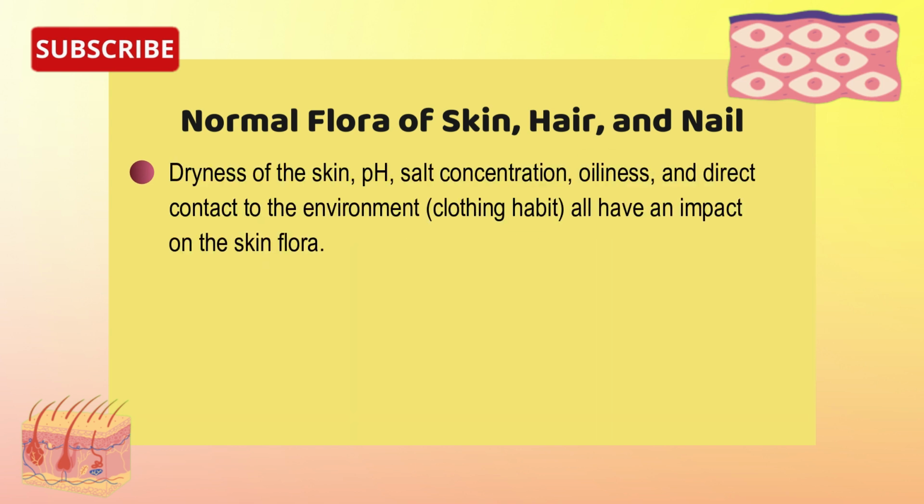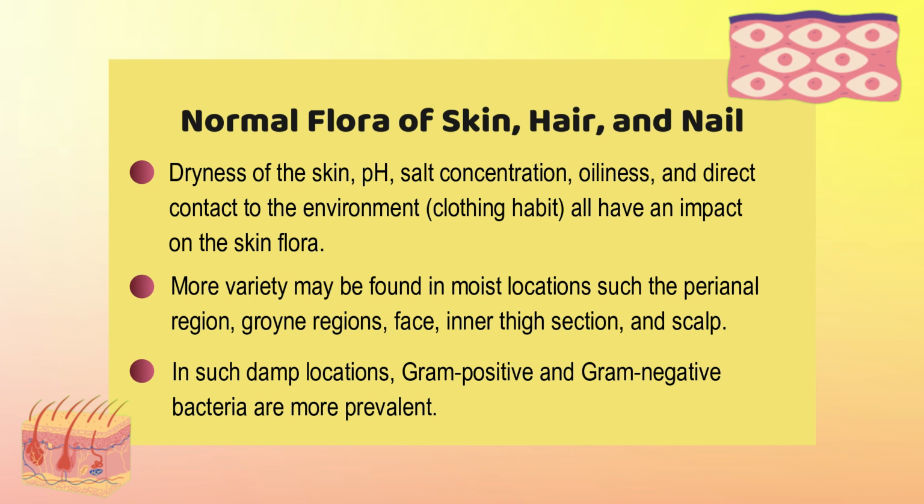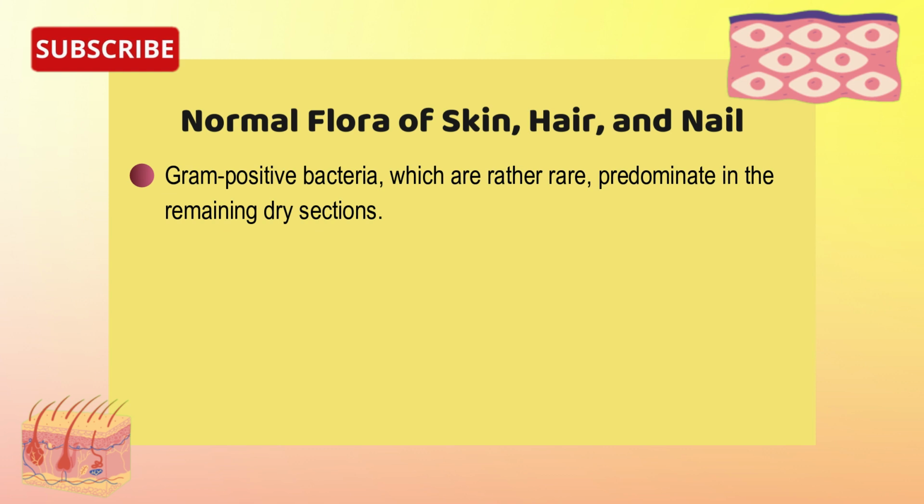Dryness of the skin, pH, salt concentration, oiliness, and direct contact with the environment, clothing habit all have an impact on the skin flora. More variety may be found in moist locations such as perianal region, groin region, face, inner thigh section, and scalp. In such damp locations, gram-positive and negative bacteria are more prevalent. Gram-negative bacteria, which are rather rare, predominate in the remaining dry sections.